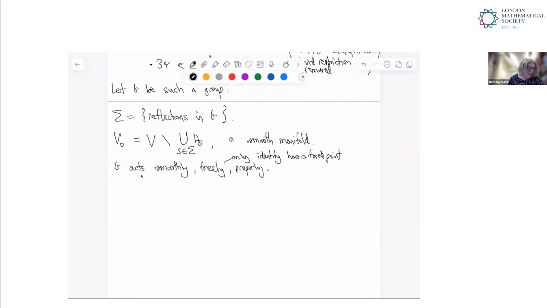So that means we can form a quotient manifold whose elements will be the G orbits on V. So take a point v and then look at all of its images under the group. That would be an orbit, v naught by G. That's also a nice smooth manifold. And then the braid group of G is the fundamental group of this manifold.